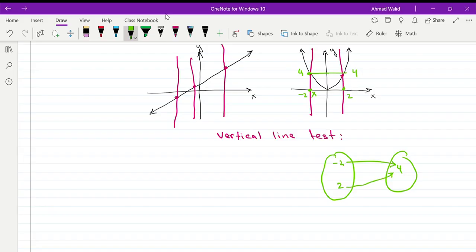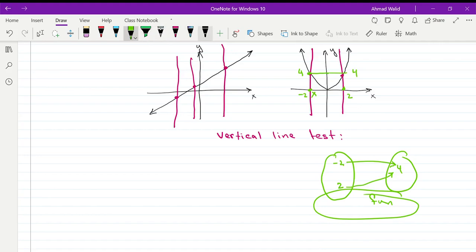It's the example that I drew for you. Two cars can go at the same time on one road. Yes, this is a function. If it was like this, -2 goes to 4 and -2 goes to 6, that's not a function.